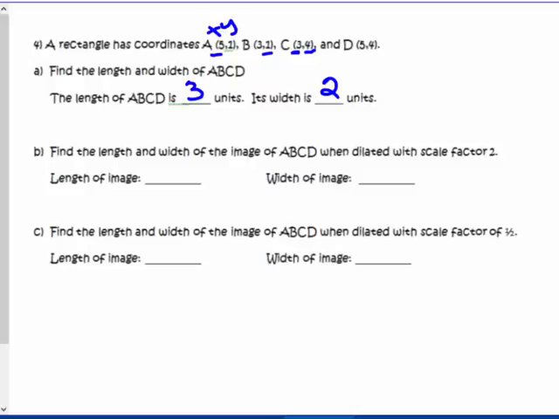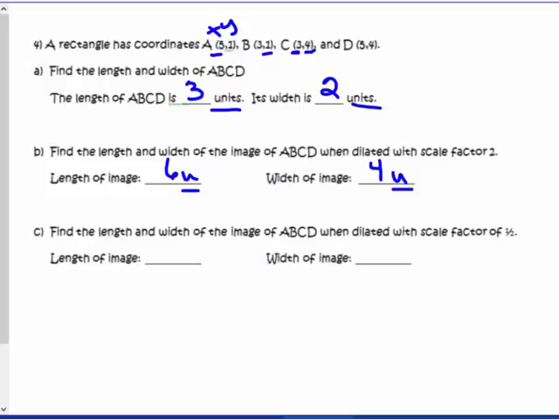That's pretty easy. Find the length and width of the image of ABCD when the dilation factor, scale factor, is 2. Well, that's easy. 3 times 2 would give you 6 units. And 2 times 2 would give you 4 units. Notice the units here, so I'm putting units.